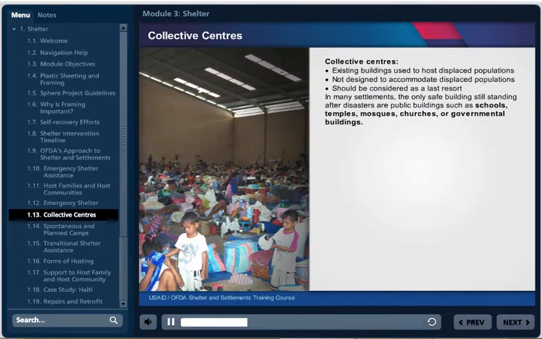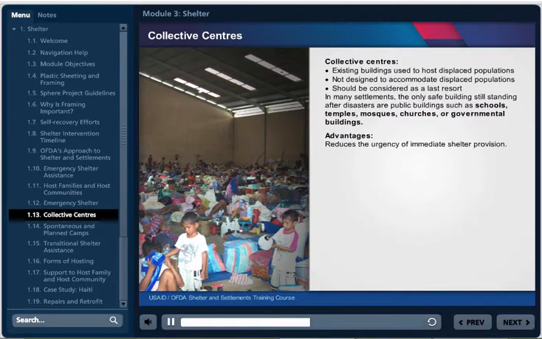In many settlements, the only safe buildings still standing after disasters are public buildings such as schools, temples, mosques, churches, or government buildings. Often these buildings have also doubled as gathering places for the community during non-disaster times. In many communities, it is included as part of their contingency plan.